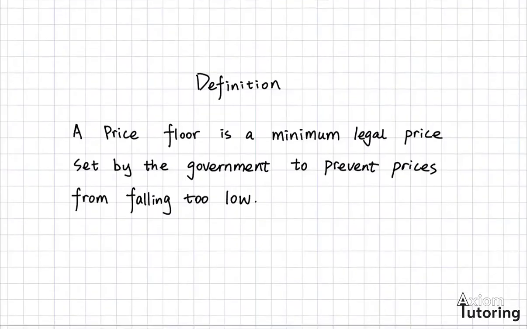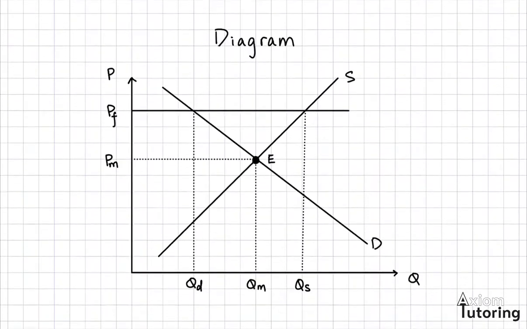Let's now look at the diagram for price floor. At the original equilibrium, demand equals supply at the price PM and the equilibrium transaction quantity QM. Now, the government sets a price floor at this price level PF, which is above the original market equilibrium price PM. At this higher price, the quantity supplied increases to QS as producers are now willing to supply more. However, the quantity demanded falls to QD as consumers are less willing to buy at a higher price.